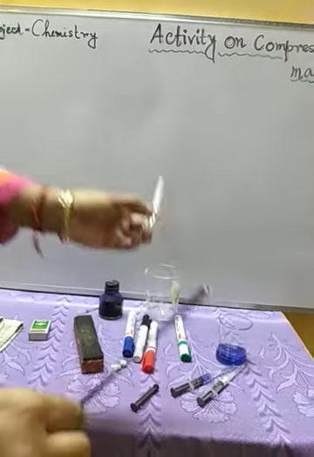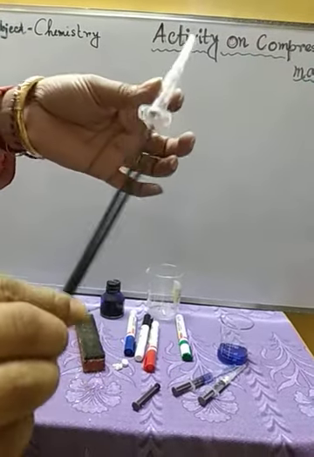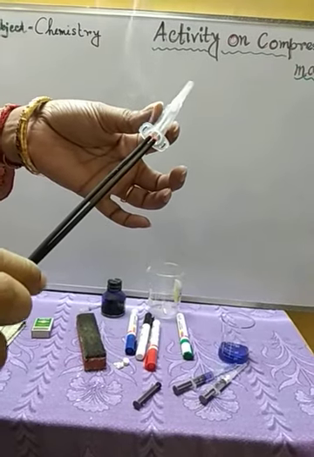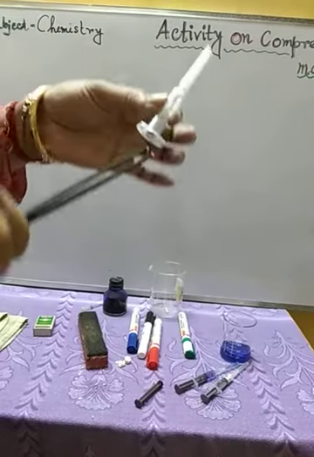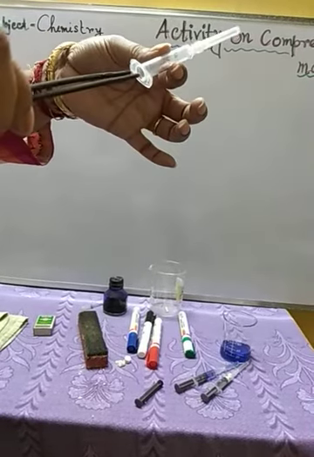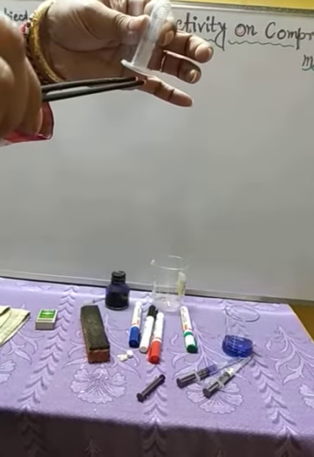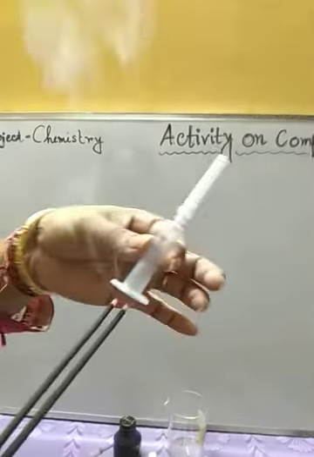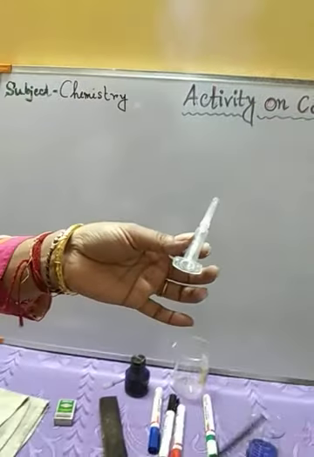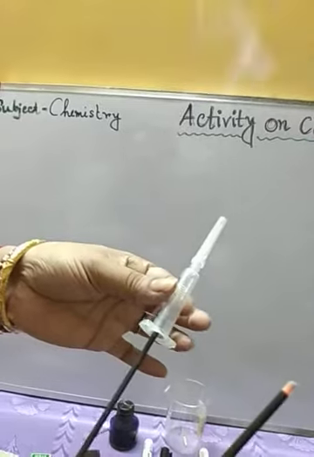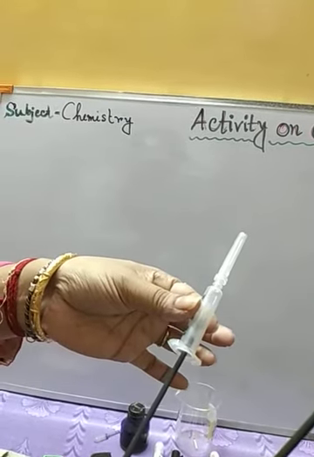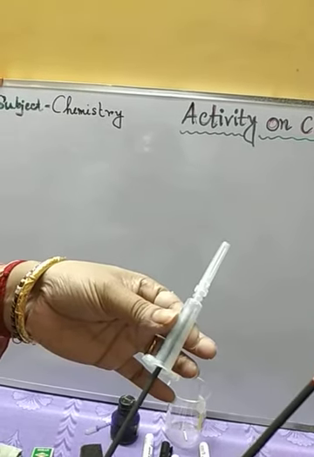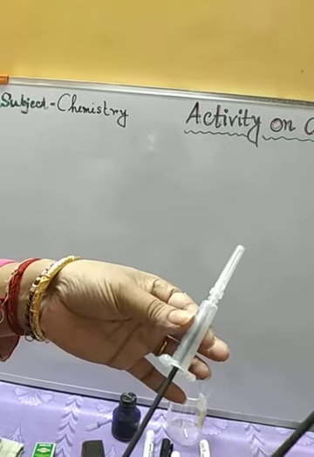You can see the smoke. So this smoke we are going to use as gas. So slowly we have to put this inside the syringe. You can see it's becoming hazy. That means gas is trapped inside this.